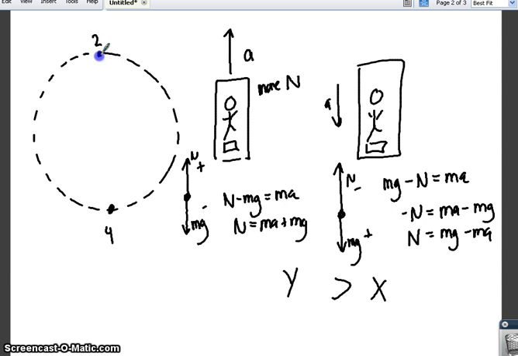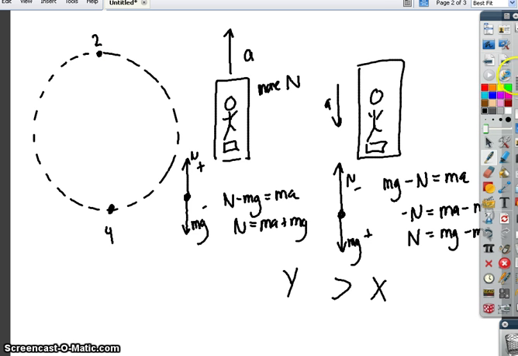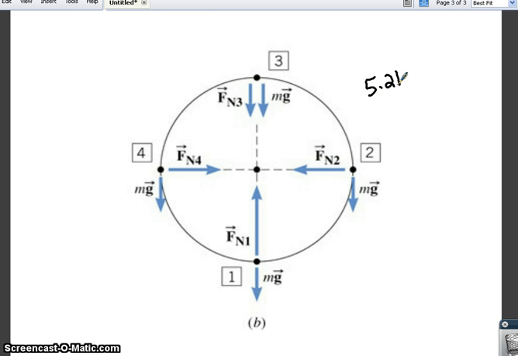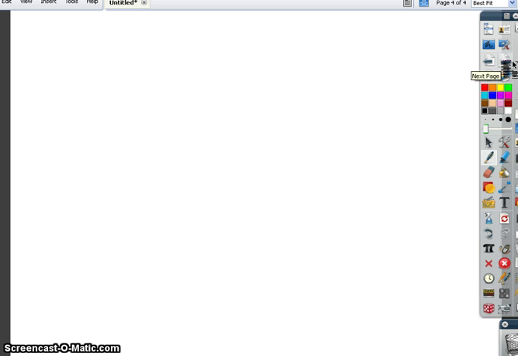Same thing as point 2. Now there's only a couple other things I want to mention. By the way, there is this figure in the book. I believe this is figure 5.21 in your book. So if you get confused, you can always reference this. This is exactly what we just covered. But I just want to cover one more thing.